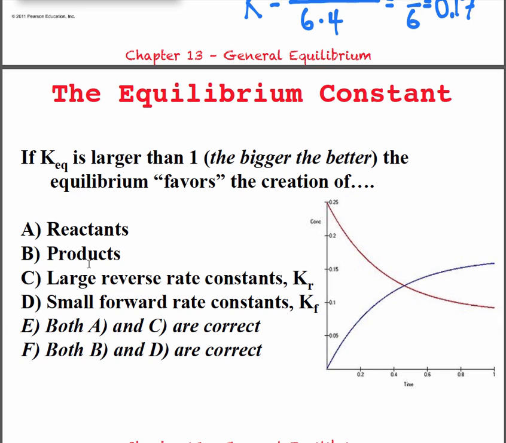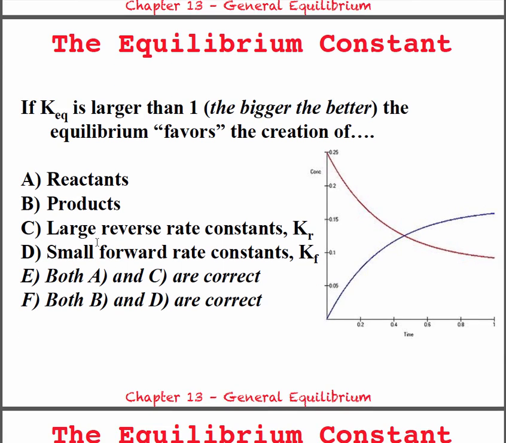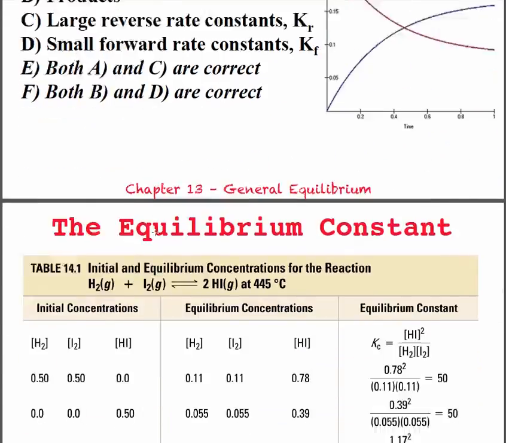Large reverse rate constants. So if the constant is bigger than 1, that means I favor the products. And if I favor the products, I favor the forward reaction. So the forward rate constant Kf would be large, not small. So it's definitely B. Large reverse, yep, that's all I have to say. That's the answer to that one.